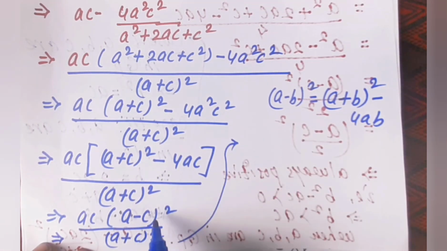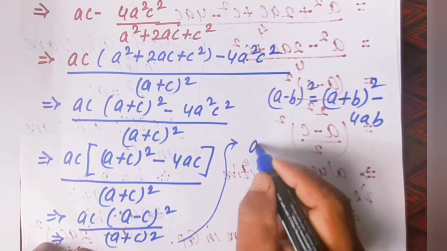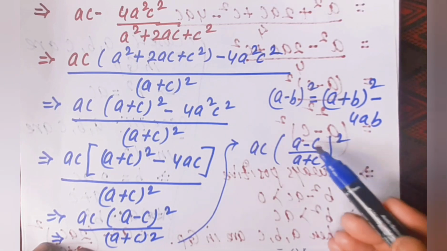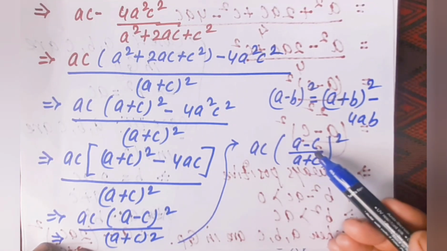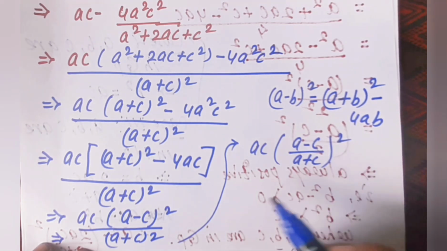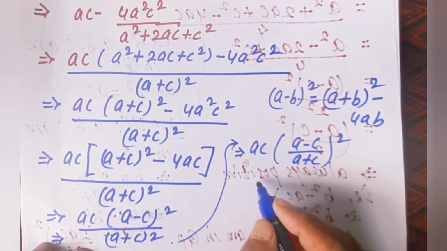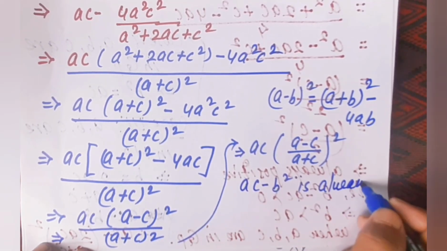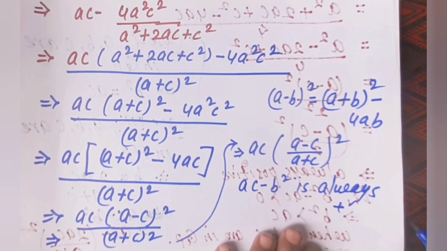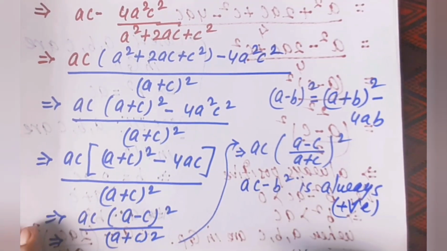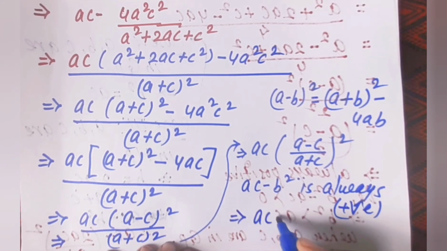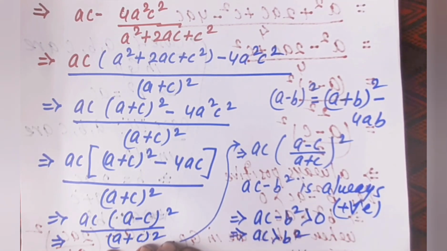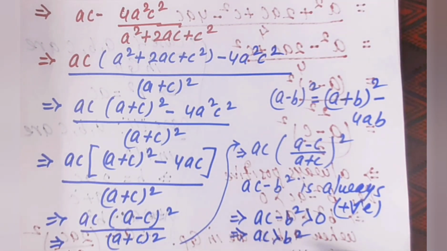So in denominator and numerator both are squares, so this we can write as AC into ((A minus C) upon (A plus C)) whole square. Whether this number is less than 0 or greater than 0, when it becomes a square it is always positive. So AC minus B square is always positive. This implies AC minus B square is greater than 0, which implies AC is greater than B square. So we write AC is greater than B square.